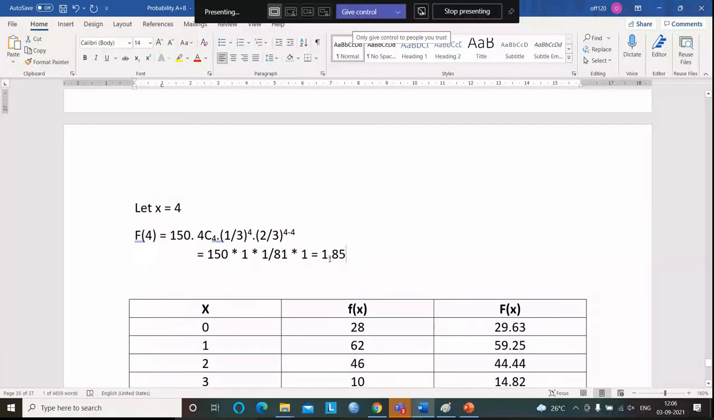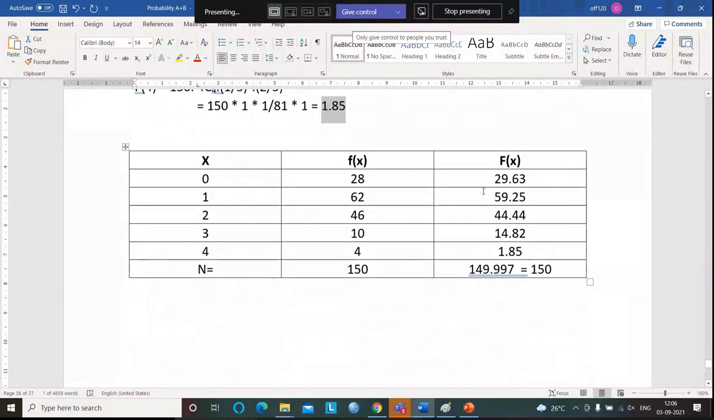Finally, I have got some calculated answers. These are the expected frequency values. I substituted them in the column and got the total as 149.997, so the approximate value is equal to 150. Therefore, the observed frequency total and the expected frequency total are the same. Hence, the problem is a best fit of binomial distribution. That is the conclusion of the problem.